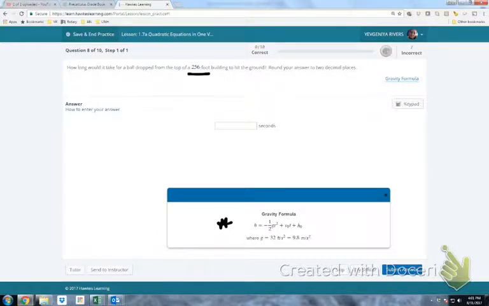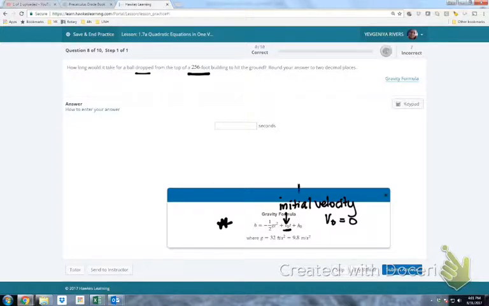v sub 0 refers to the initial velocity. Because the ball is being dropped rather than thrown, the initial velocity is going to be 0. That means that this term right here can be disregarded, right? 0 times t is going to be 0.